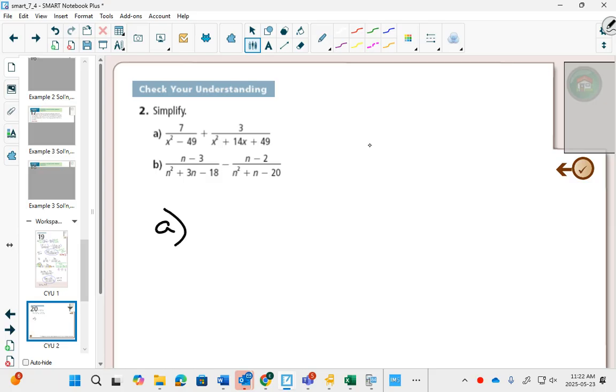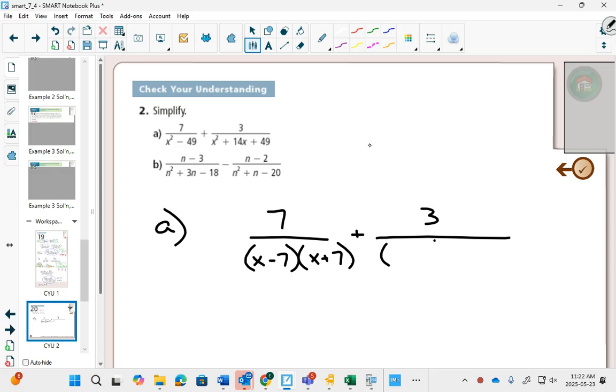2, it's really important that we factor. So, rewrite your first one. Notice the bottom is a difference of squares. It's x minus 7 and x plus 7. A plus sign in between. And the second one, it can also be factored.